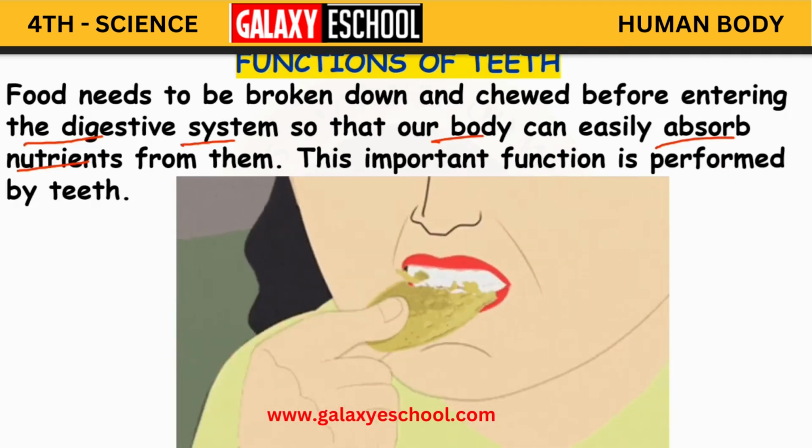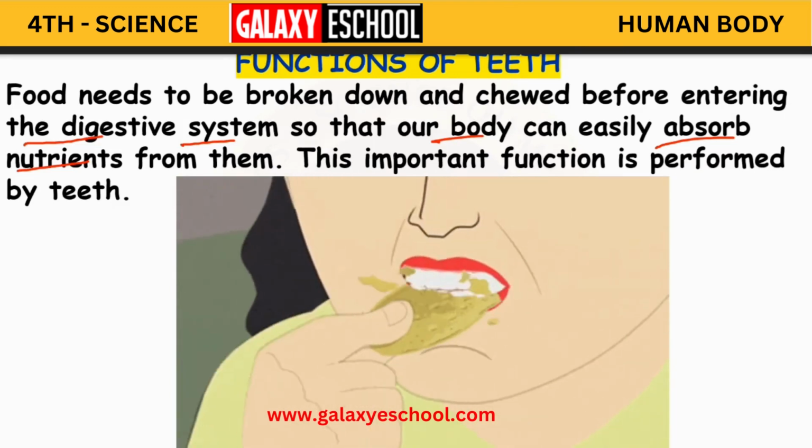We eat with our mouth, and inside our mouth we have our tongue and our teeth. So what do the teeth do? They break the food into small pieces, and we chew it so that it enters properly into the digestive system. When we chew the food into small pieces, what happens? Our body can easily absorb nutrients from it.